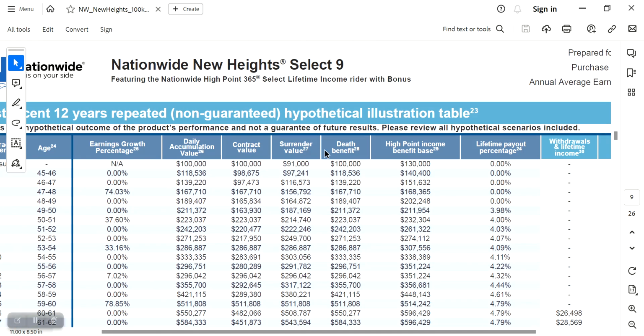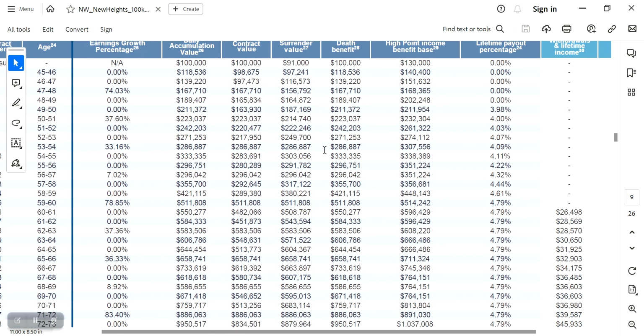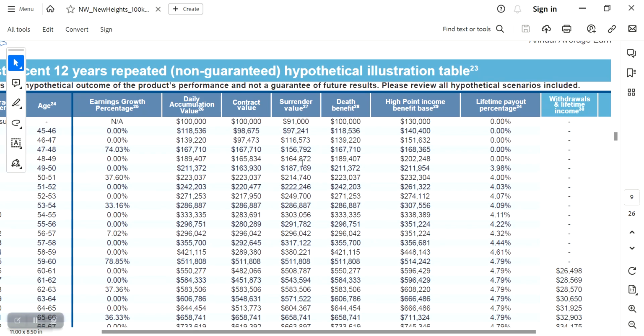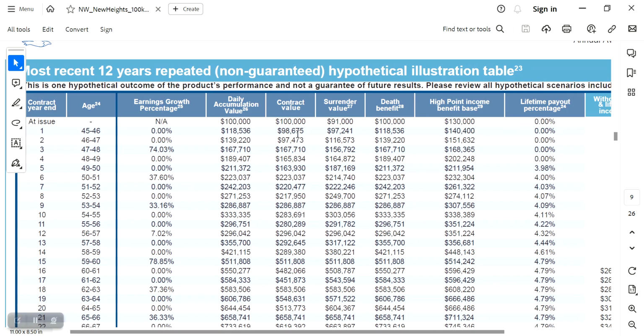Now go to page 9. Okay. You're at page 9. The contract value decreases, and then you see in the third year that it increases to $167,710. That's because in year 3, that's when they realize those earnings of 74.03%. This has a strategy term of every 3 years. That's right. So earnings are not applied until after the 3-year term is up.